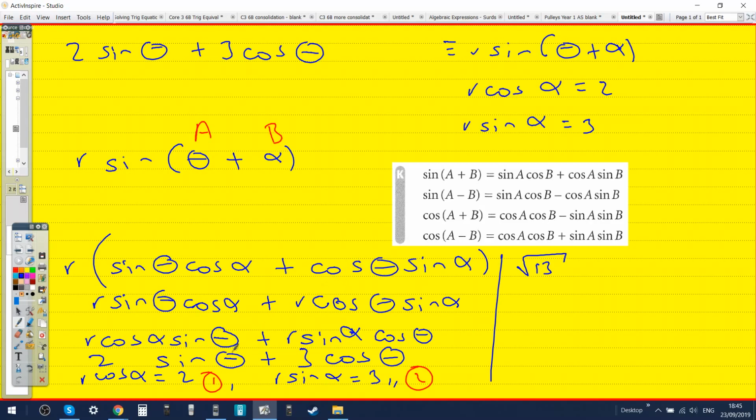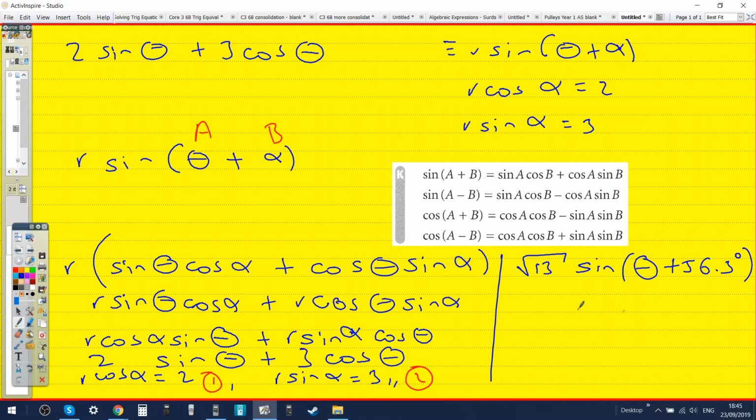No, it is from the simultaneous equations down here. Yeah. So it's r sine alpha over r cos alpha gives us the tan, and so that's why it's the second over the first. So arctan 3 over 2, which is 56.3. I think we've seen this one before. Yeah. Okay, so they're running out of numbers. 2 and 3, you know. Yeah. So then, it's root 13 sine theta plus 56.3.